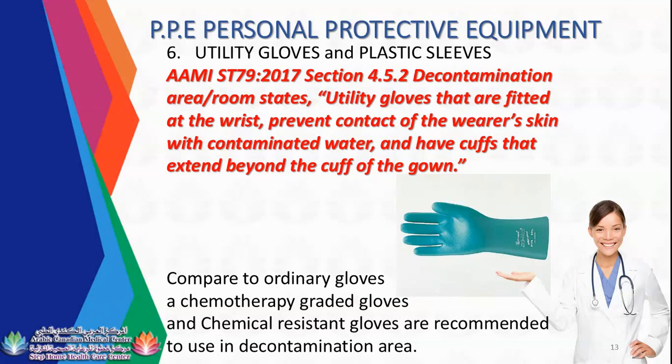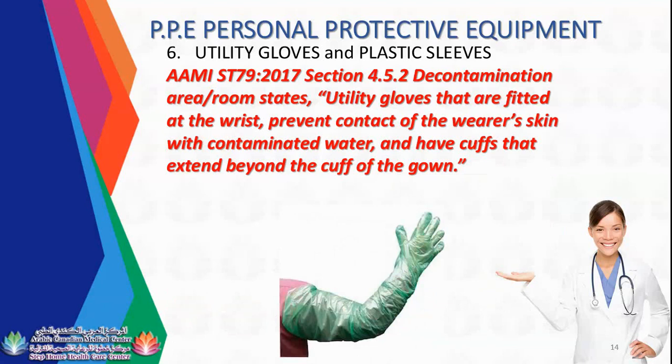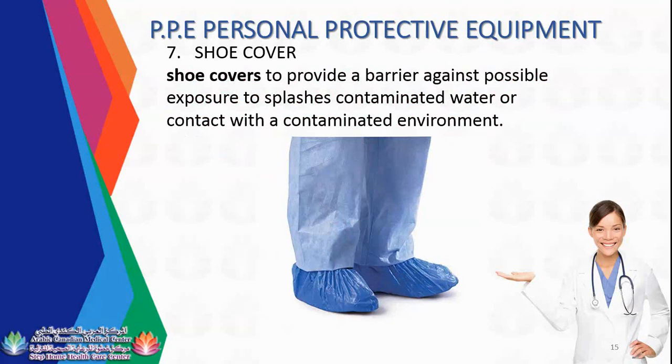One inner glove, which is the nitrile glove, and the outer layer is your chemotherapy graded gloves or your utility gloves. Sometimes you can wear this as inner gloves. This is your plastic sleeves. This will protect your hands especially from any contaminated water that might go inside the utility gloves. Shoe covers provide a barrier against possible exposure to splashes, contaminated water, or contact with a contaminated environment.